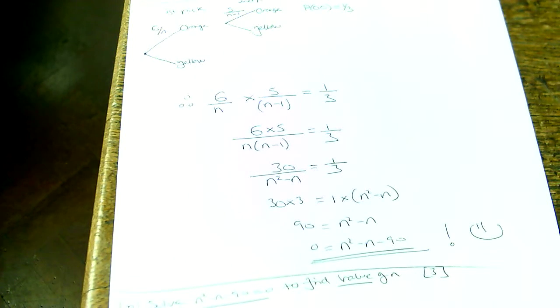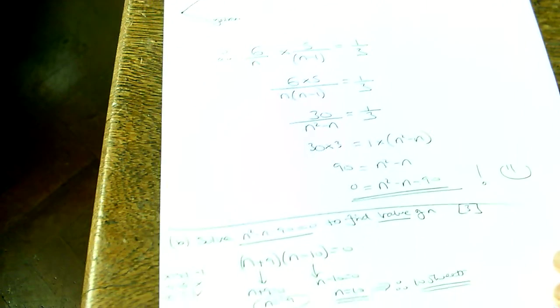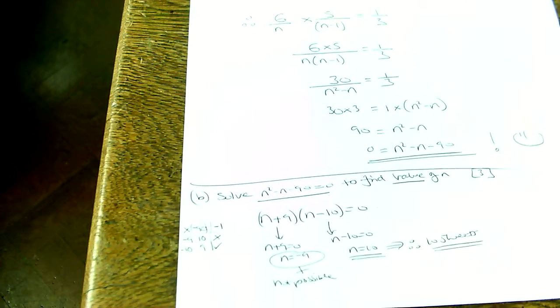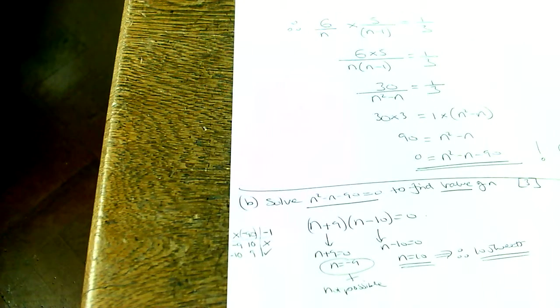So that's just there. Part B asked us for 3 marks to solve the equation and to find the value of n. So for that, I homed in on the word value. It doesn't say values, it's value, so it's singular. So there's only one possible answer here. So first of all, I looked here and I tried to factorise it. It's a non-calculator paper, so I don't really want to use a quadratic formula, but you can if you want to.